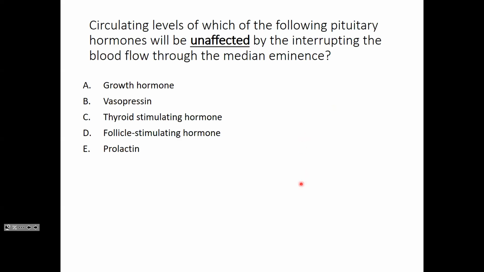You're welcome. Again, I have some typical questions that might be on exams. We'll go through this way quick. Circulating levels of which of the following pituitary hormones would be unaffected by interrupting the blood flow through the median eminence? Here are these different hormones. Which one would not care if we block the blood flow in the median eminence? Any idea?